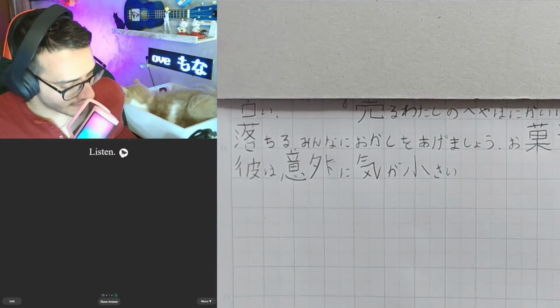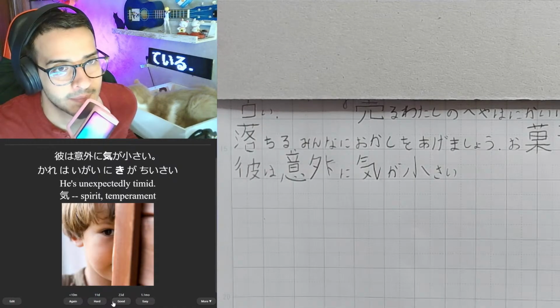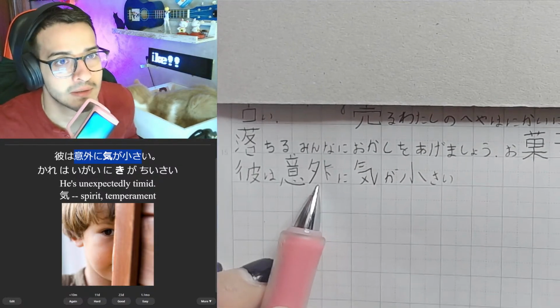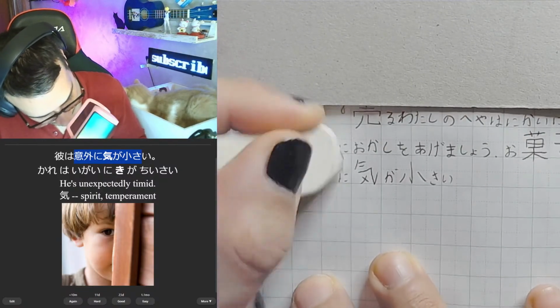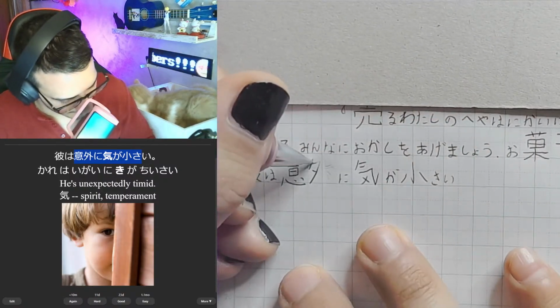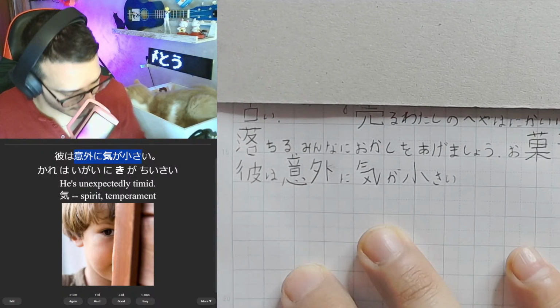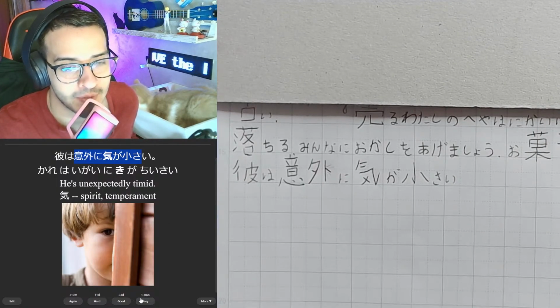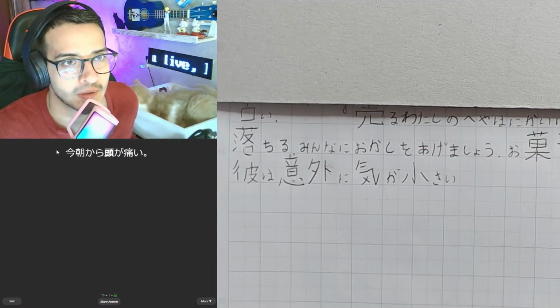Meaning is unexpectedly timid. He is unexpectedly timid. Yes, 彼は意外に気が小さい。So 意外 meaning unexpected. So the second part is just like that. 意外に気が小さい。That wasn't really easy. Let's say good. 23 days. Okay, reading.